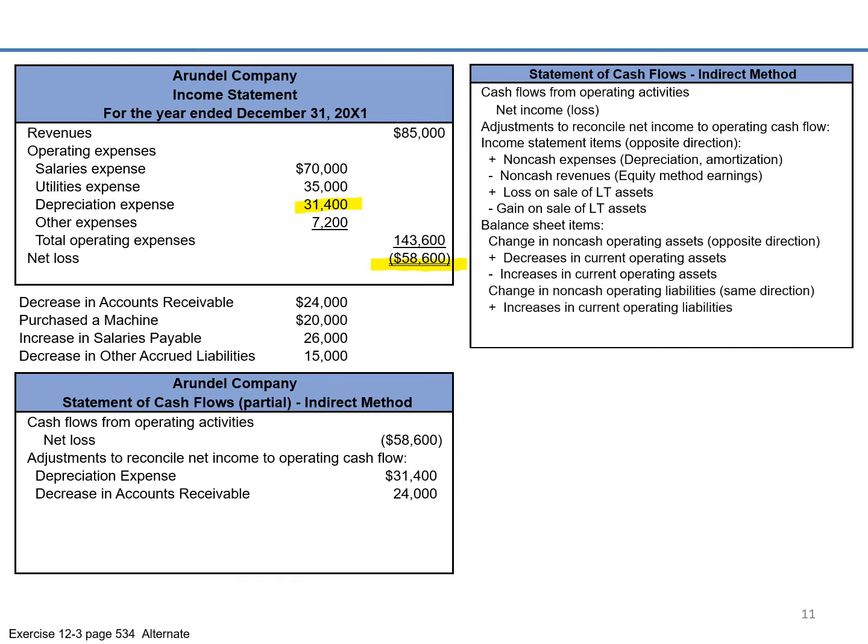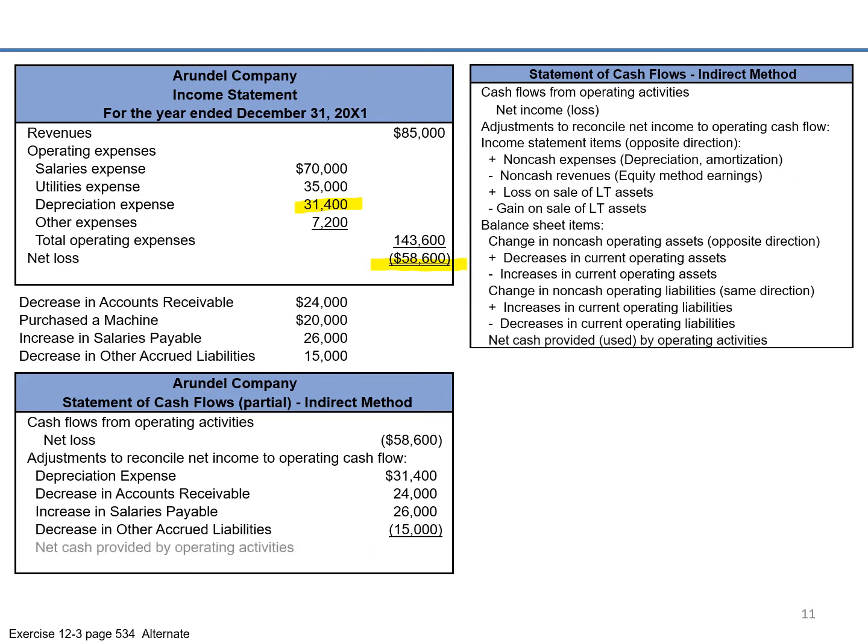Increases in accounts payable, or salaries payable, sorry. Increases in salaries payable mean that we haven't yet paid money out for the liabilities we owe, so that's an increase in cash as well. A decrease in other accrued liabilities means we have paid other liabilities, and if we pay them, our cash is reducing, right? So we report that as a negative, sum it all up, and you have net cash provided by operating activities of $7,800.